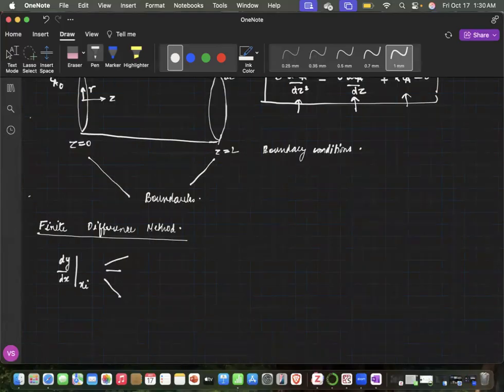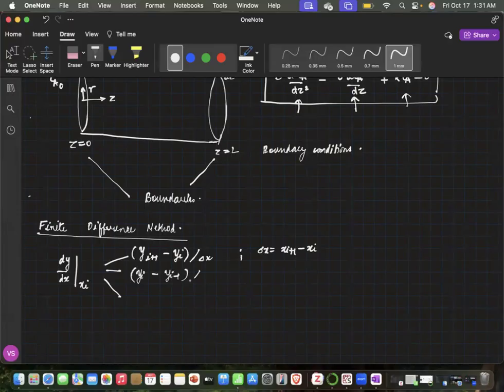One is a forward difference method, where you use the point ahead and the current point, right? And by the way, delta x in this case is just x i plus 1 minus x i. Or you use a backward difference method, which is y i minus 1. So basically use the current point and the point behind it, okay?